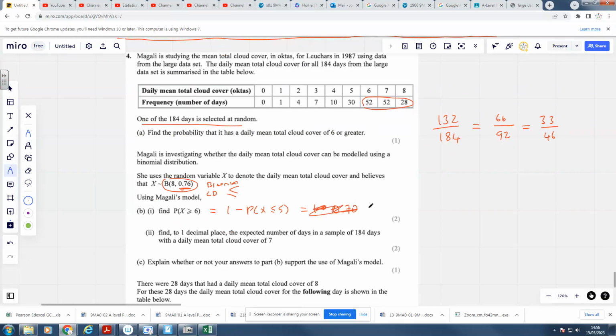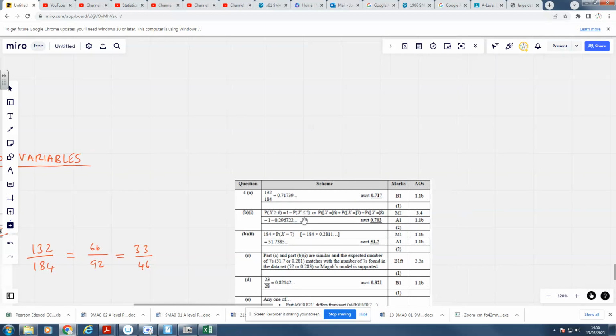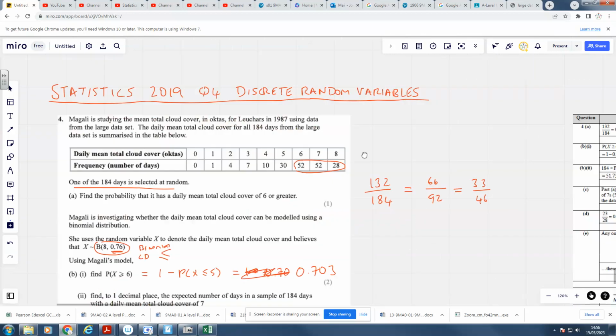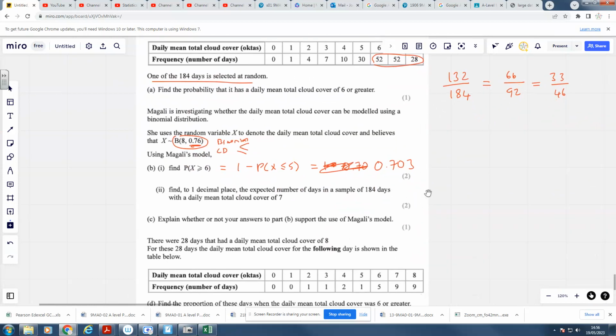After you've done the 1 minus, it comes to 0.703. Let me just check that, because I've got the answers right next door. The first one we were right with, and the second one, yeah, the answer rounds to 0.703. Notice they're always rounded to 3 sig fig. Or you can leave them as fractions, that's fine.